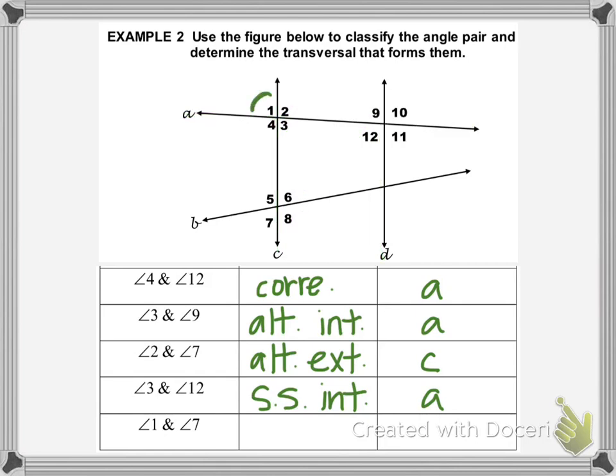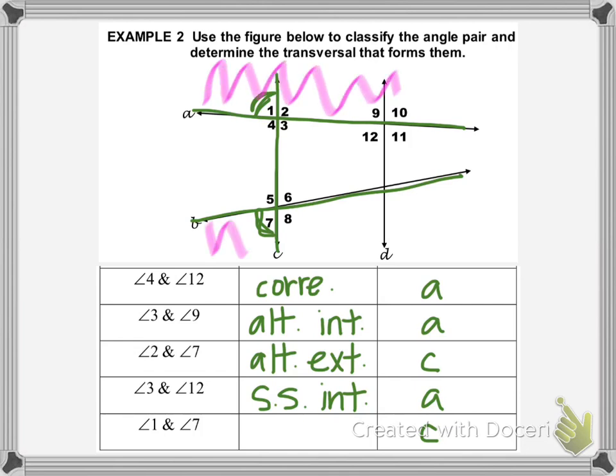The last example is angles 1 and 7. They both belong to line C, which means C is the transversal. C intersects lines A and B, so we'll ignore line D. Angles 1 and 7 are both on the exterior portion, and if you notice, angles 1 and 7 are both to the left of that transversal C, which means they're on the same side and they're in the exterior. So these are same side exterior angles.